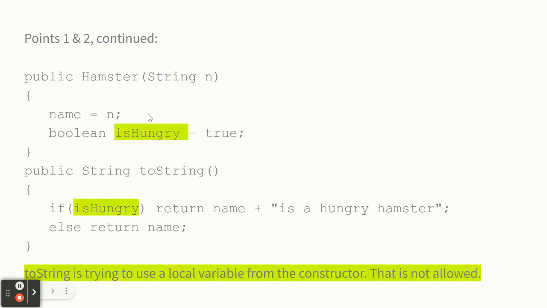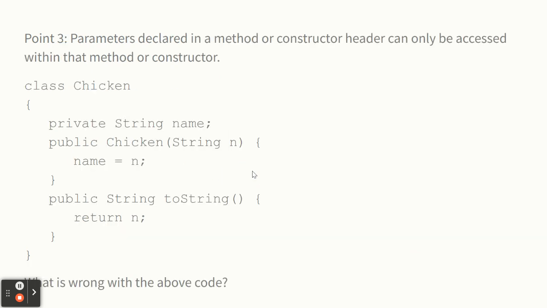So this bot, it's fine to do what we do up here. I pointed out it's stupid because this variable is not used anywhere and then it's gone. But then down here, you can't use that variable because it doesn't exist. It's local just to the constructor. So parameters declared in a method or constructor header can only be accessed within that method or constructor.